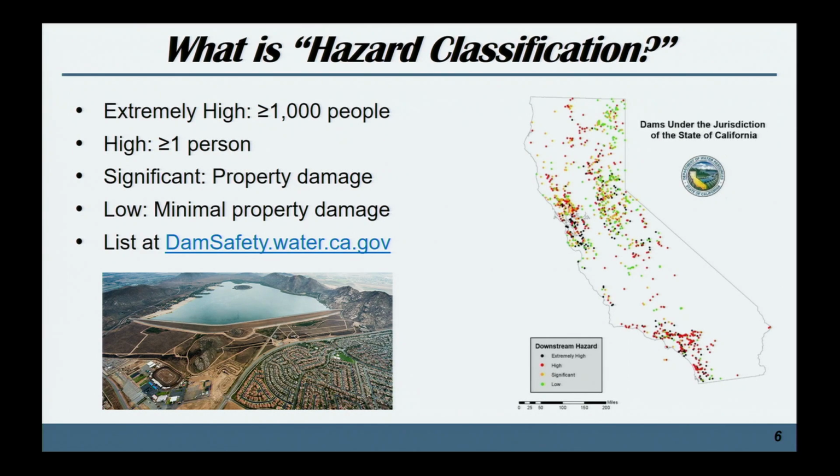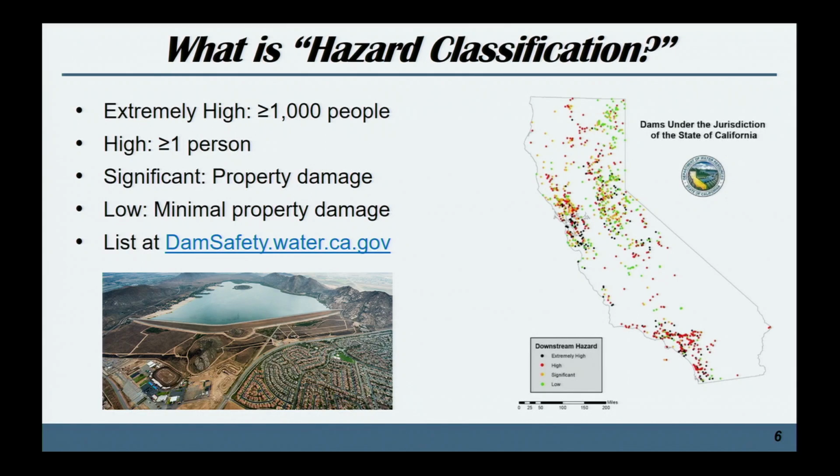An extremely high hazard dam is one where, if the dam fails, it would have an inundation area of over 1,000 people. A high hazard dam, if it fails, would cause the loss of life of at least one person. A significant hazard dam, if it fails, is not expected to cause loss of life, but could cause significant property damage and environmental damage. Low hazard dams are not expected to cause much property damage or environmental damage, and are not required by SB 92 to have inundation maps or EAPs.